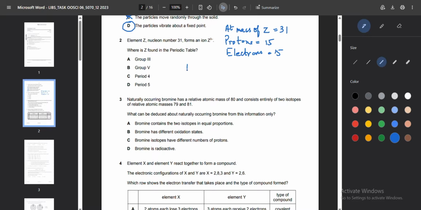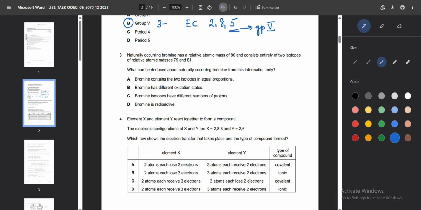And if you write the electronic configuration of this element, it would be 2, 8, 5. That makes 15 electrons. Now this 5 is the number of valence electrons and it gives you the group number. So it means that this element Z belongs to group 5, and all the elements present in group 5 have an oxidation state of negative 3.